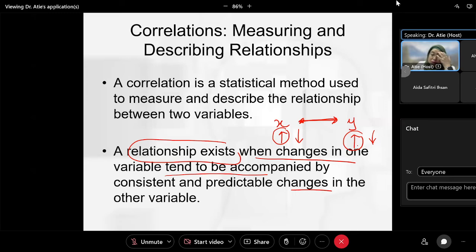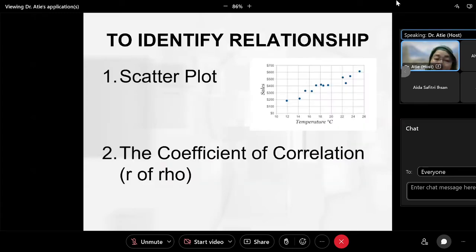And then in order to identify the relationship, the first method is to use a scatter plot. The other one is to use the value of the coefficient of correlation, which is R or rho.